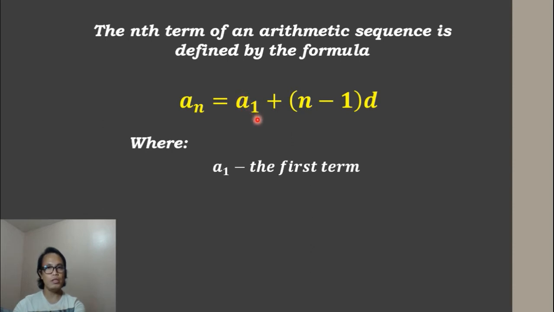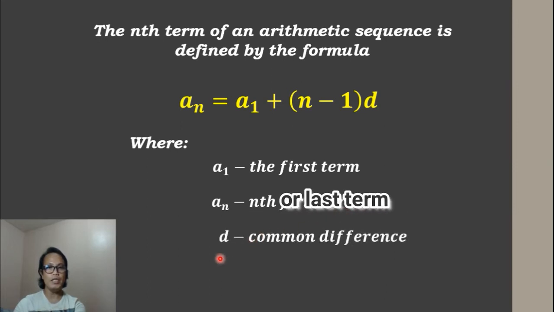A sub 2 is the second term. A sub 3 is the third term, and so on. And the nth term, which is a sub n, is of course the nth term or the last term. And of course, d is called the common difference. So again, I already have a video about the common difference, so better watch that video about finding the common difference of an arithmetic sequence.